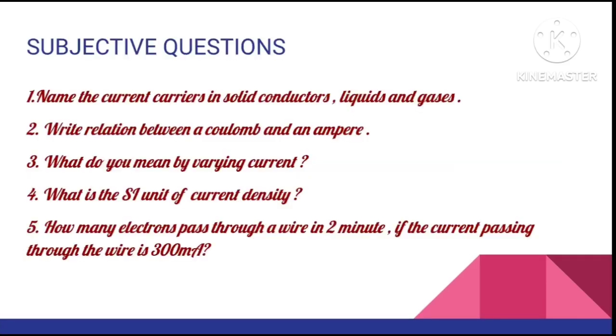Now here is the time for a little assignment, some subjective questions. Name the current carriers in solid conductors, liquids and gases. Write a relation between the coulomb and an ampere. What do you mean by the varying current? The SI unit of the current density. And the last one is a numerical.